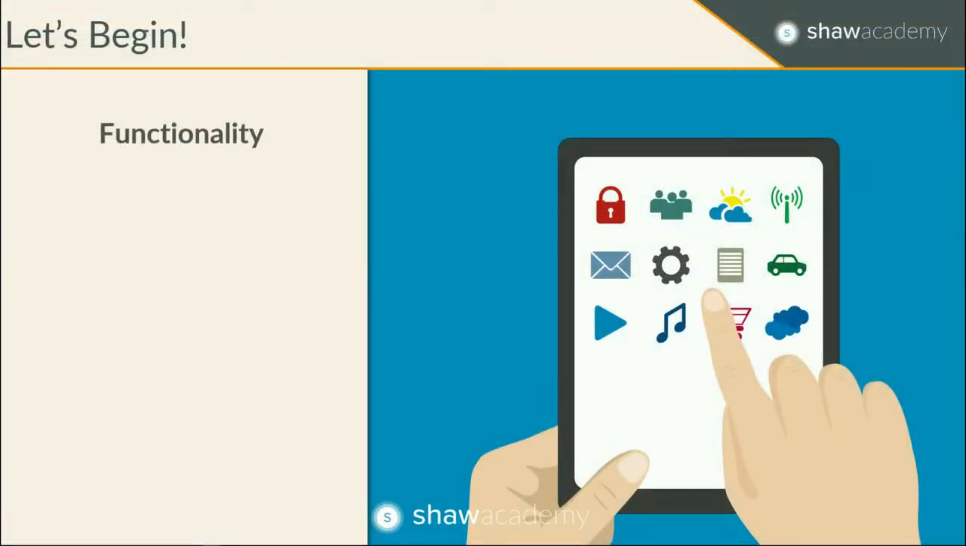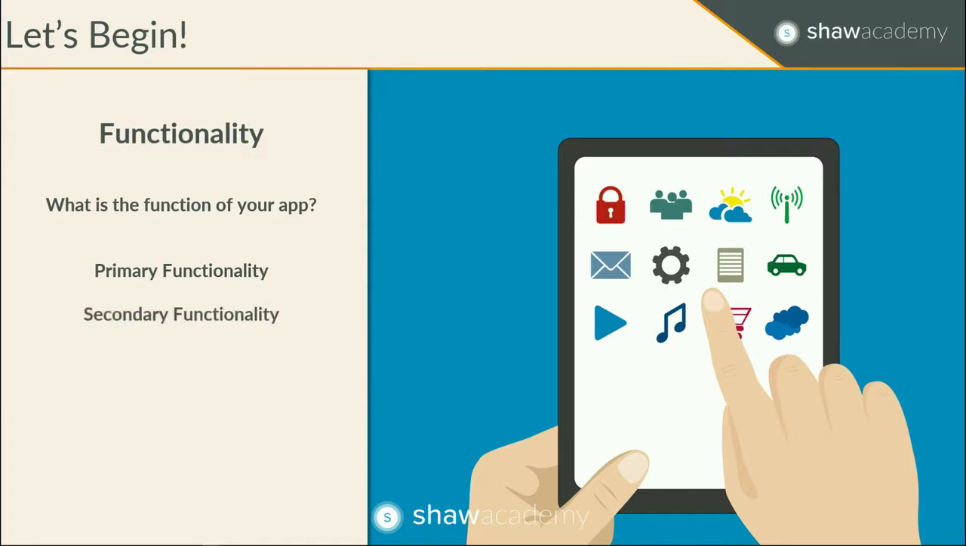What is the function of your app? Keeping on top of what the function of your app is extremely important to have a smooth design and development process. So first of all, you want to break down the function of your app into your primary functionality, which is what is necessary for your app to work and be released, and then secondary functionality, which is the non-essential functions of your app for it to be released and for it to work properly.